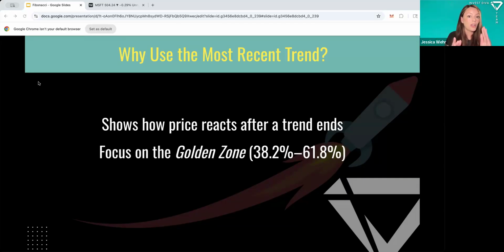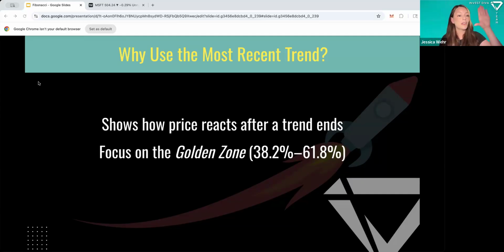Because what is our goal? Our goal is to try and figure out where the price is going to go. And a lot of times the price will pause, or if it blows past that golden zone, it could reverse on a totally different trend. So our goal is to figure out what the price is going to do.